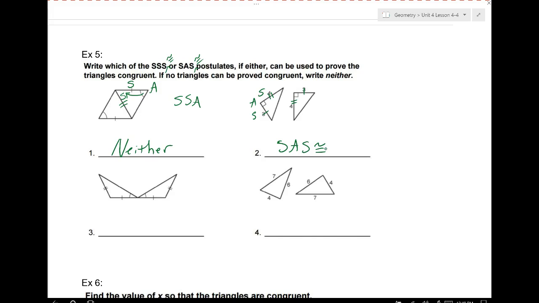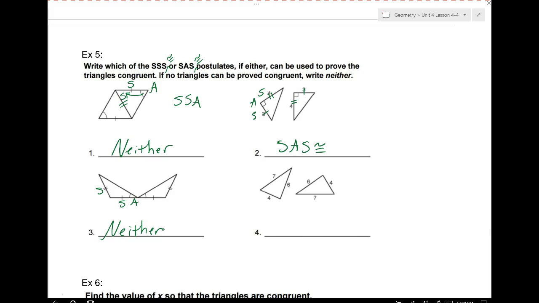Excellent. How about number 3? If you marked it, you get side, side what? SSA. Does it work? No. So it's neither. For Natanya's sake, we're going to honor Natanya today. Okay, so it's neither. Awesome.